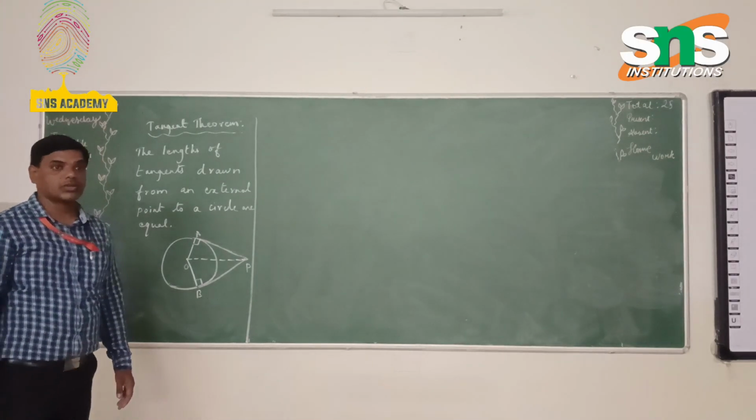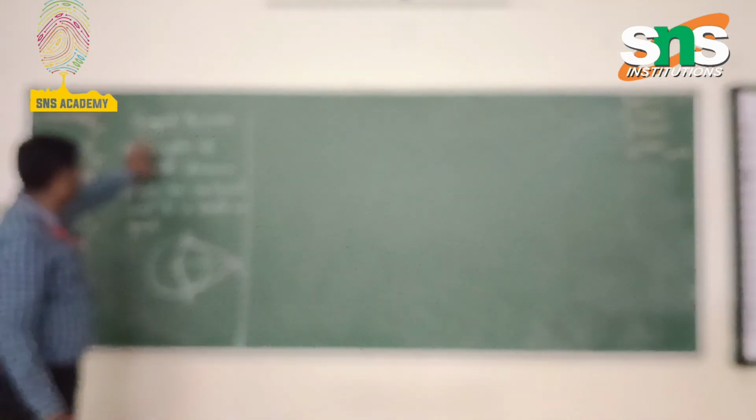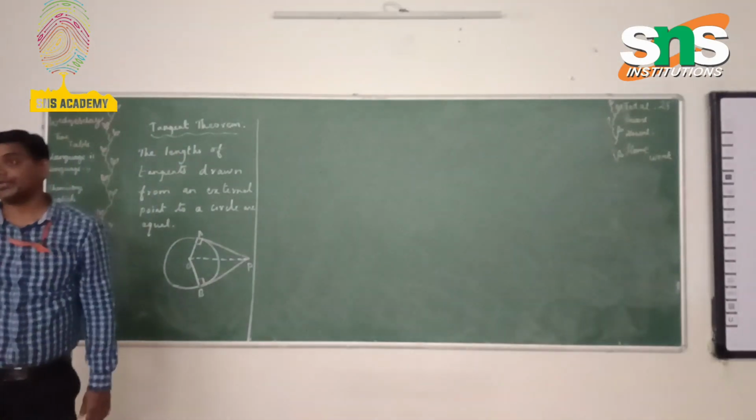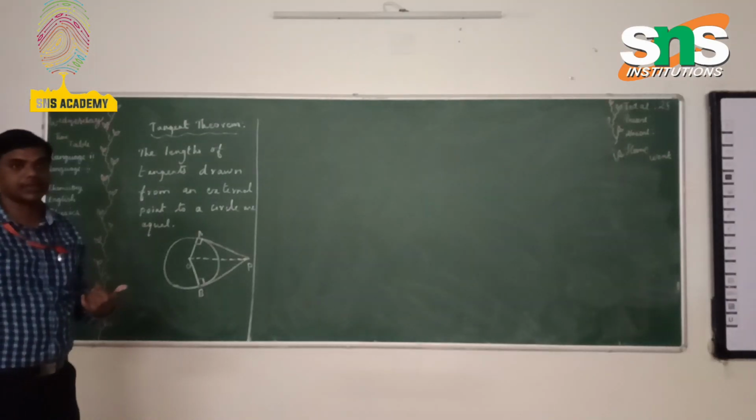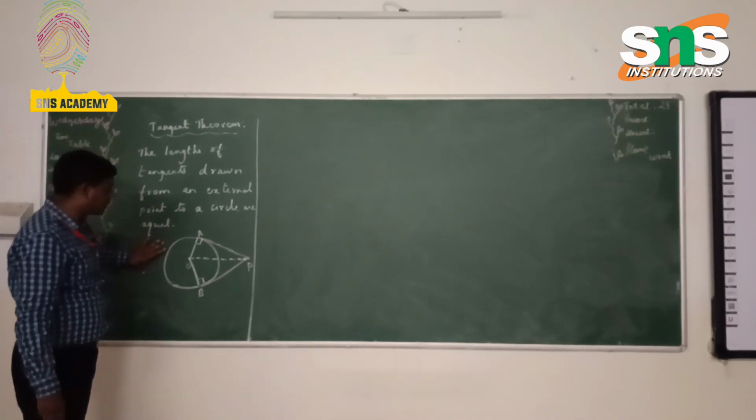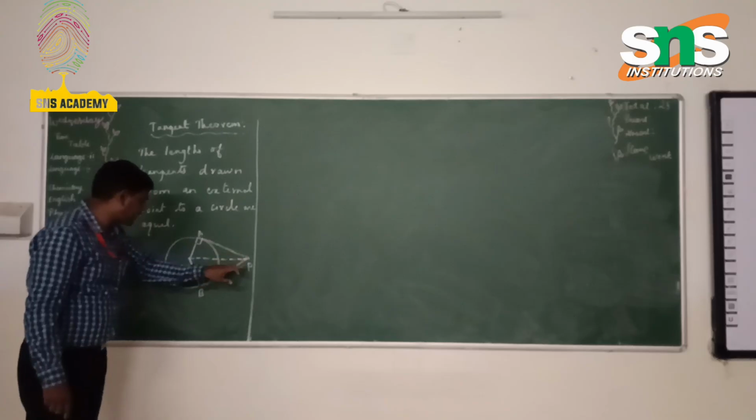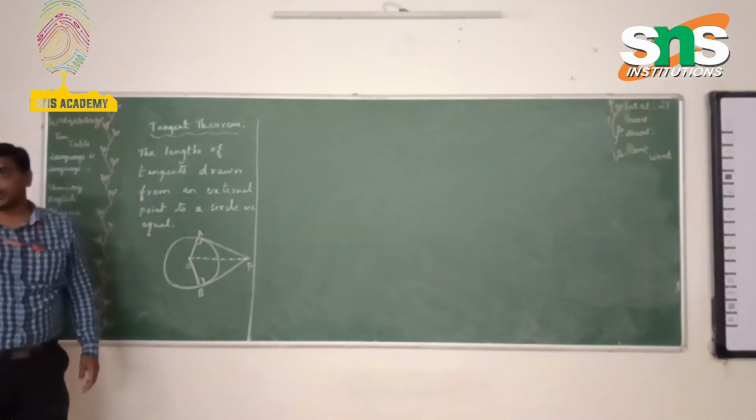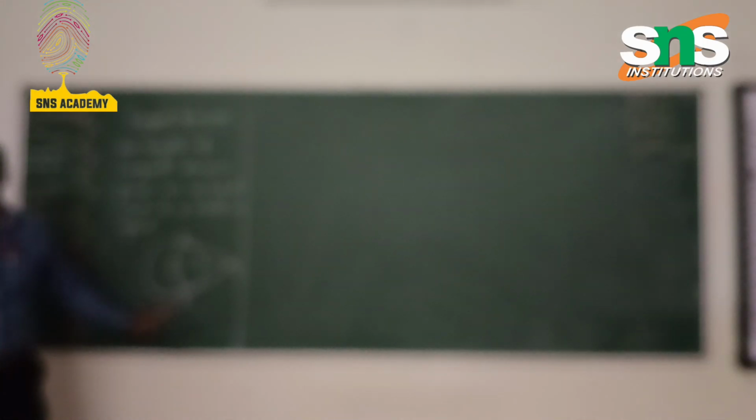Hello students. Today we are going to discuss the tangent theorem. It is a continuation of the circles we discussed in the previous one. In this tangent theorem we are going to prove that the two tangents, AP is equal to BP. That is what we are going to prove. This concept will be used to solve the problems in your textbook.